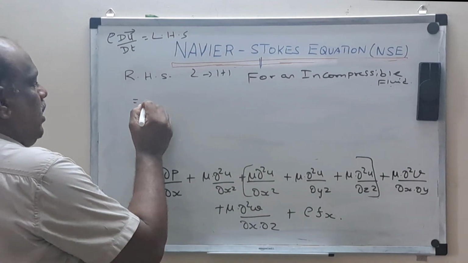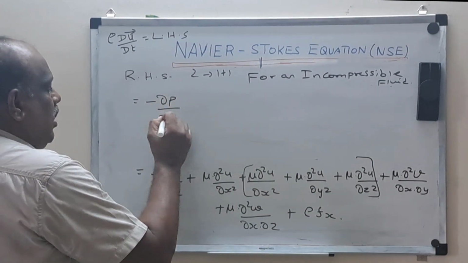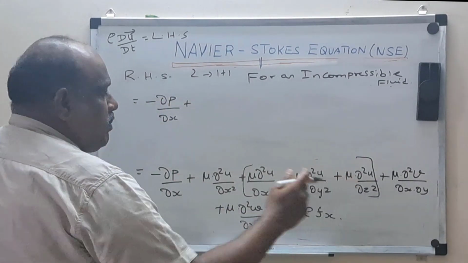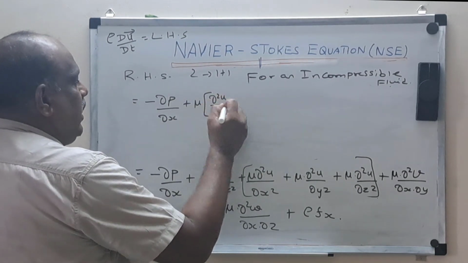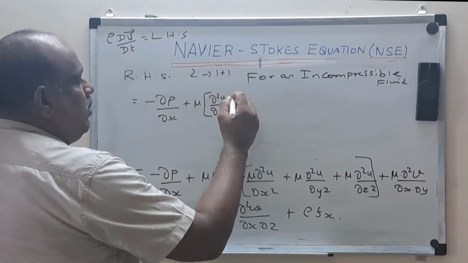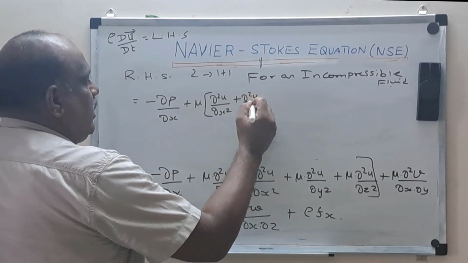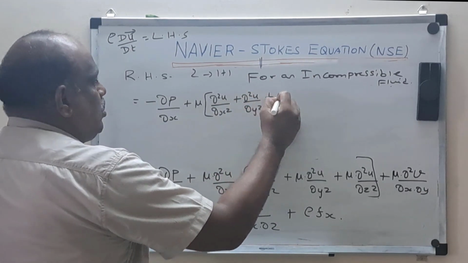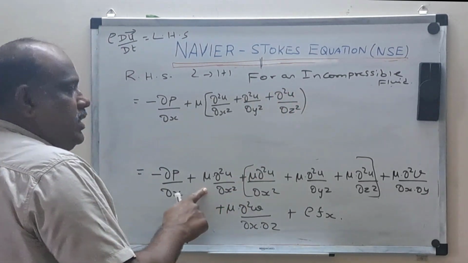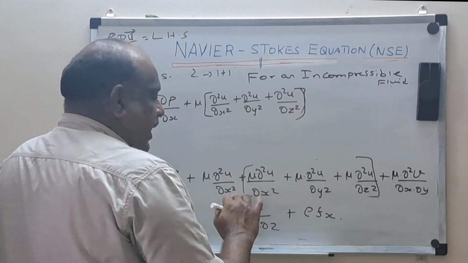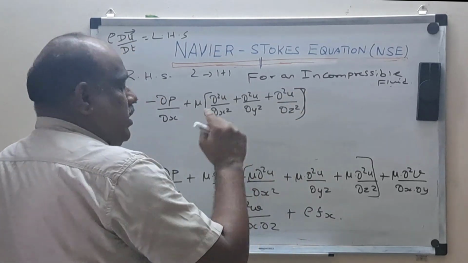So it will become minus ∂p/∂x. Now I'll give importance to the term within this bracket. So it will become what? μ of (∂²u/∂x² + ∂²u/∂y² + ∂²u/∂z²), plus one more term is there. Now we have completed the term within this bracket. I have taken μ as a common term.